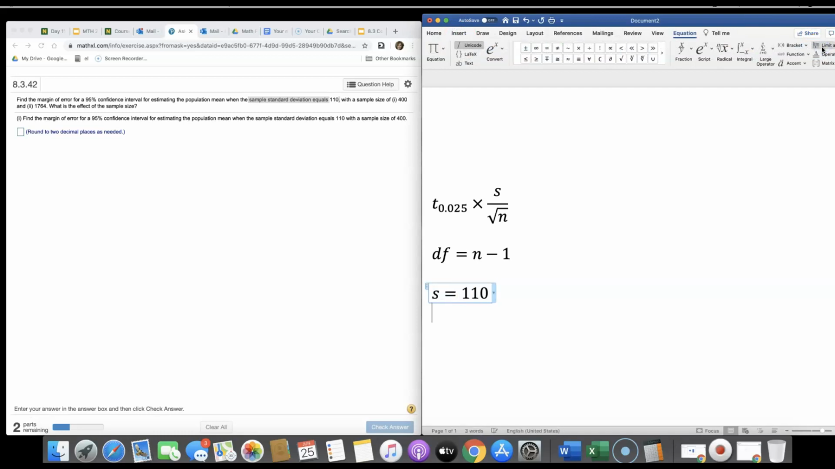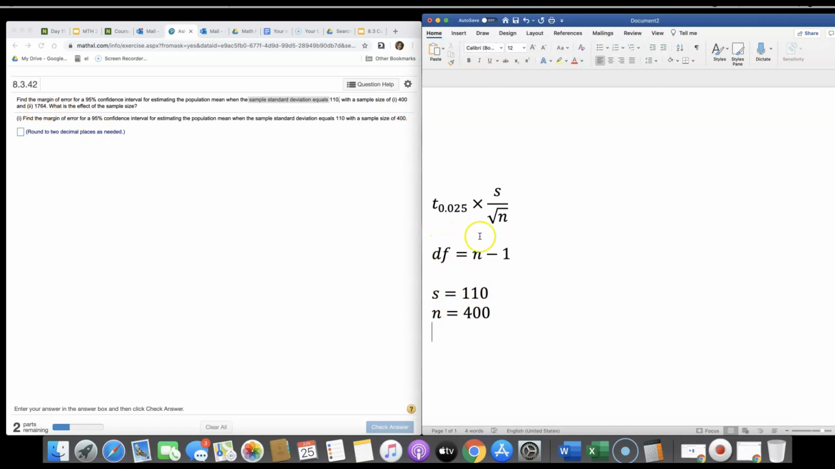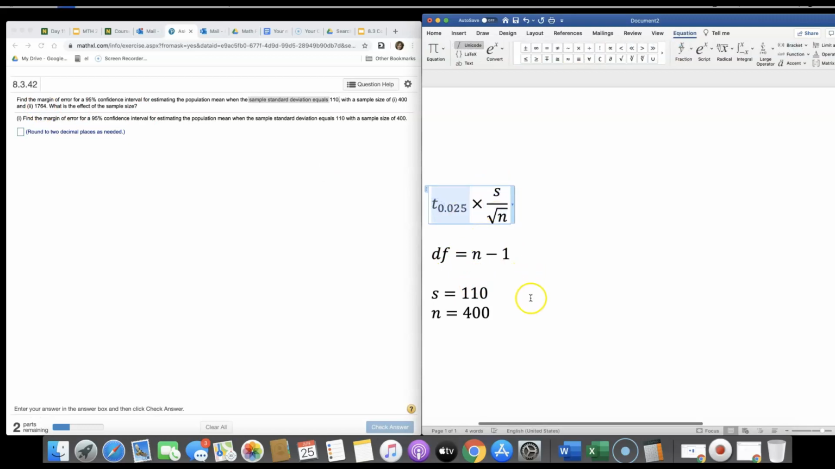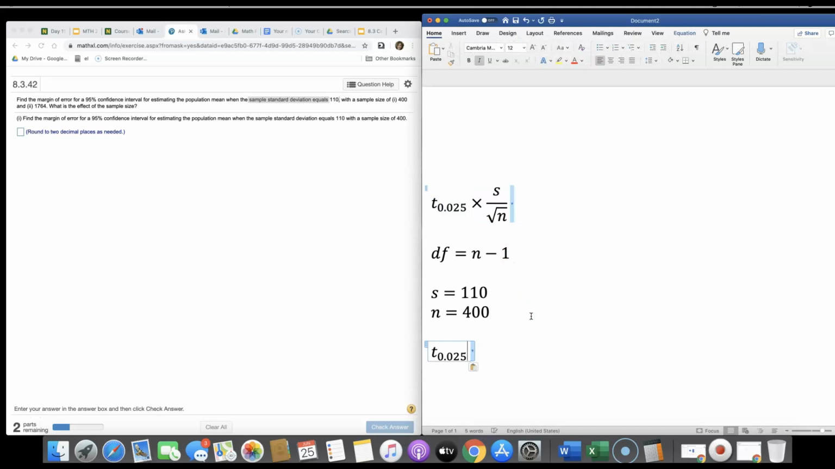What else did they give you? N. They gave you the sample size, didn't they? Sample size is 400. N equals 400. And we'll do the same thing for the other sample size. But we got S and we got n. Now, you and I will now look up this critical t value on t distribution.